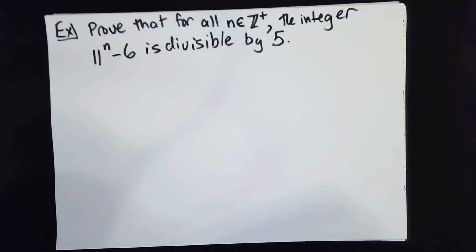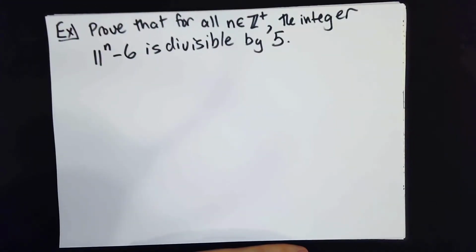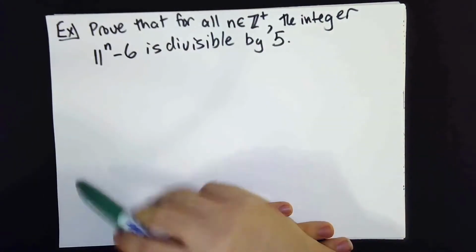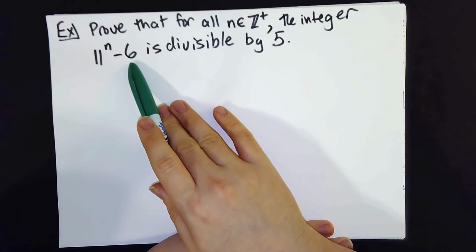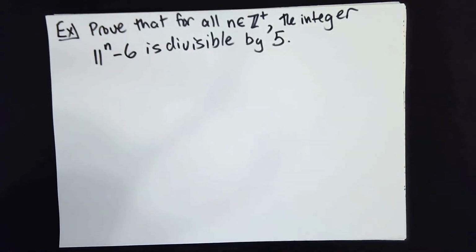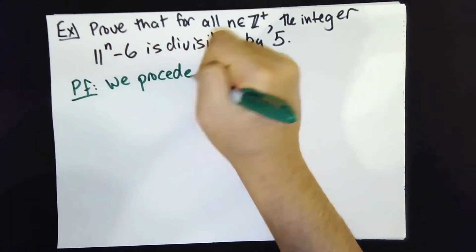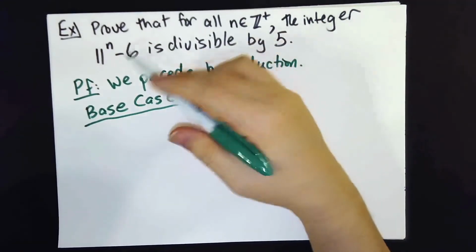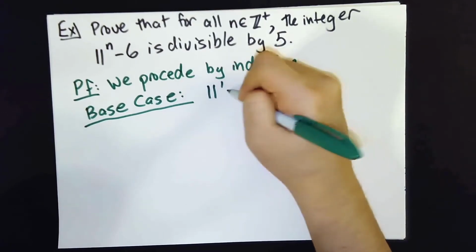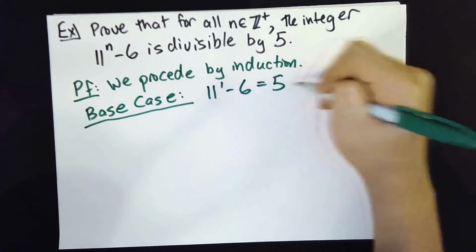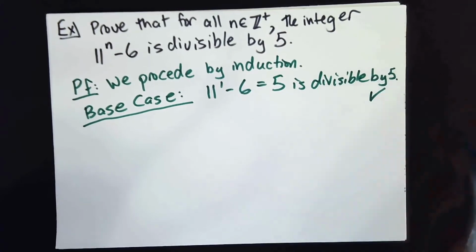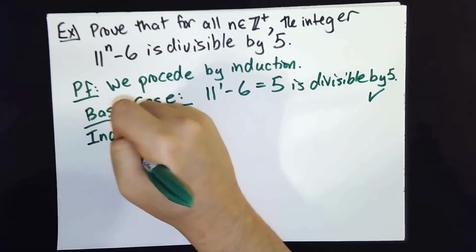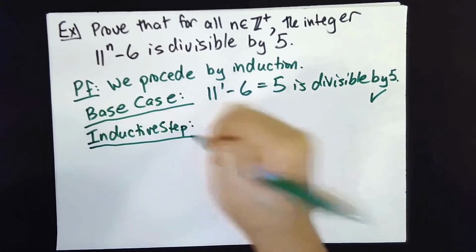Just to show you the breadth of the areas where induction can show up, let's next go ahead and prove that for all positive integers, the integer 11 to the n minus 6 happens to be divisible by 5. As expected, we're going to proceed by induction, so we need to lay out a base case. The base case here is that for n equals 1, I get 11 to the first minus 6, which is 5, which is divisible by 5. Big check mark there. Perfect. So then let's see what the inductive step looks like.